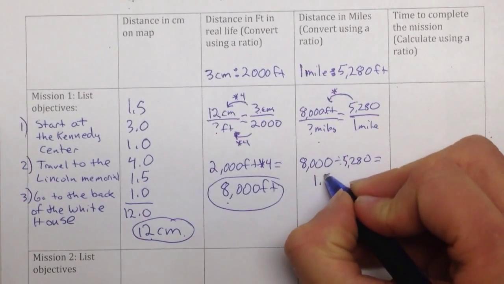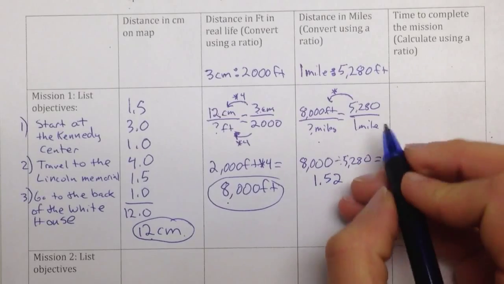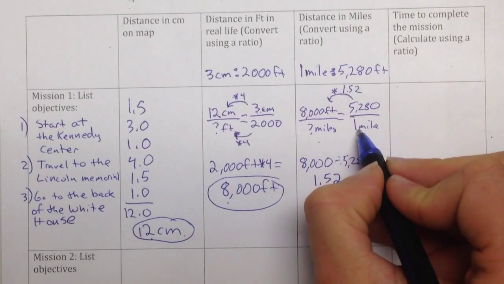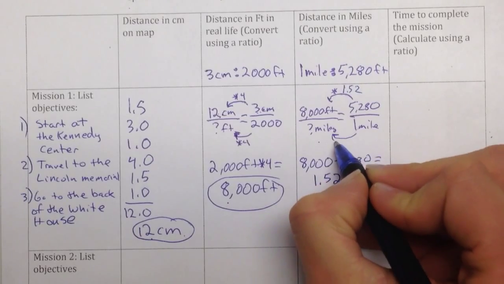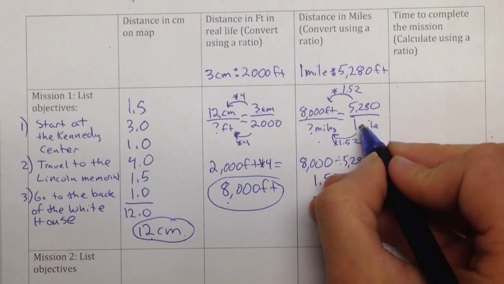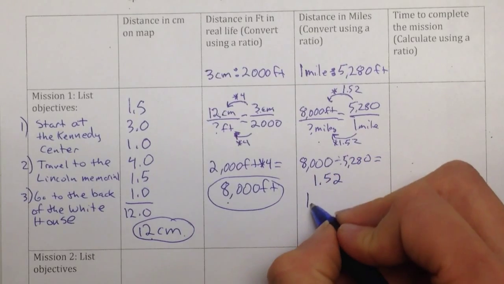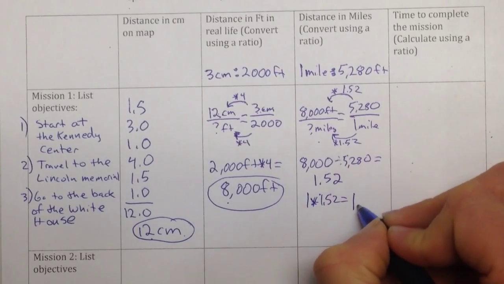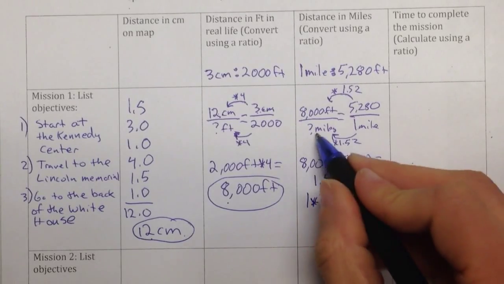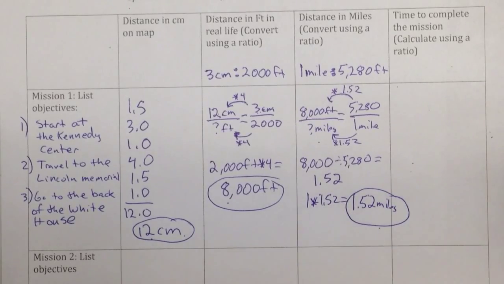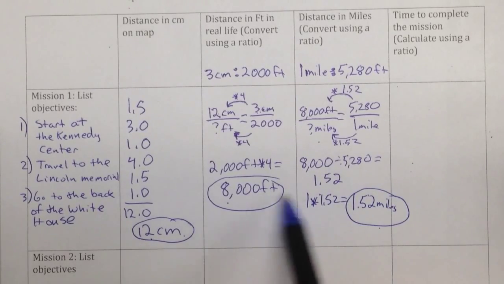So that means it's 1.52 times bigger. So if I'm multiplying this top by 1.52, if I'm using my ratio, I can always say, well, it's the same thing. I have to multiply this by 1.52, which is pretty easy because it's just 1 times 1.52. So 1 times 1.52 equals 1.52. So that means 1.52 miles. Right? That's how far 8,000 feet is.